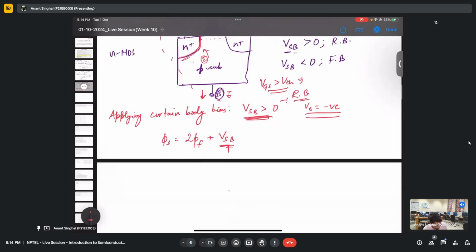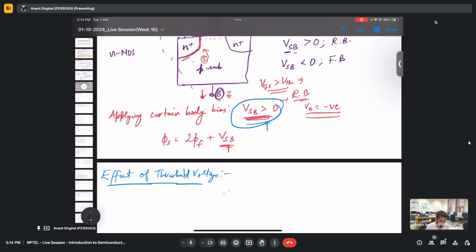So the main thing that we need to see is the effect on threshold voltage. Once we apply a body bias, what is the effect on threshold voltage? Even without doing any analysis, can you tell whether the threshold voltage will increase or decrease in this case? It will increase. Okay, so if VSB is positive, you are saying the threshold voltage will increase. Can you elaborate why you think that?